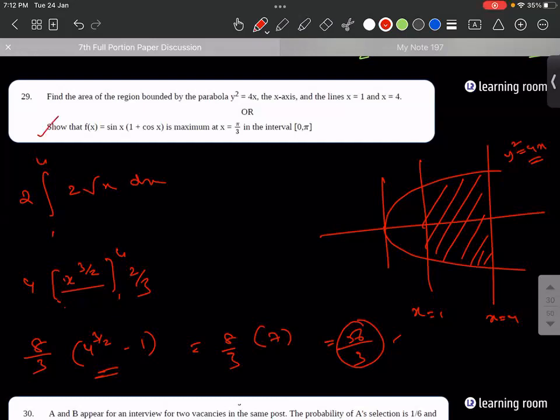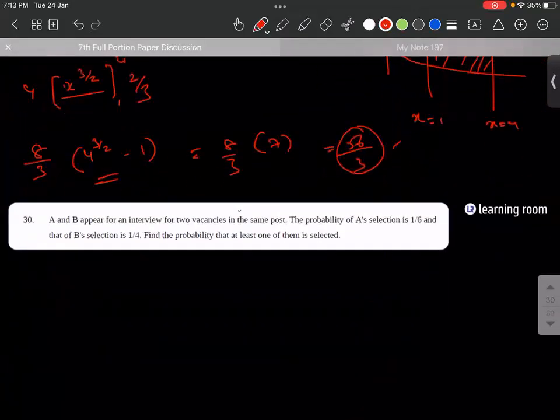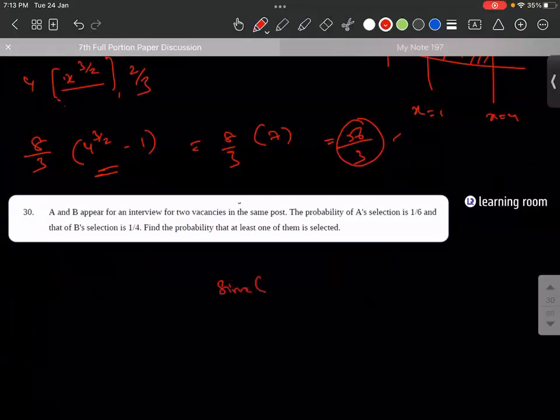Anybody who did the second one, show that f of x is equal to sin x into 1 plus cos x. Sir, I did, sir. What is the answer? Sir, it's maximum, sir. 5 by 3. Oh, you have to show that, right? Yes, sir. So sin x into 1 plus cos x.